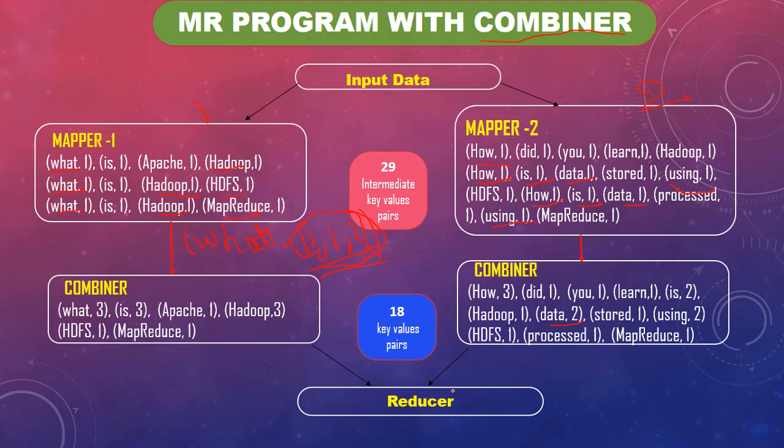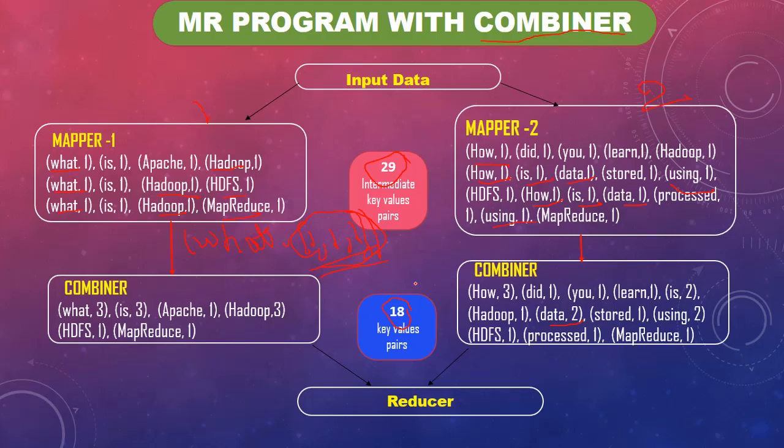These 18 key value pairs will be given to the reducer for further processing, to aggregate all the input keys and values again. In the previous example, the reducer has to process 29 key value pairs, but in this case the reducer has to process only 18, meaning I'm sending only 18 key value pairs onto the network to the reducer class. Previously, I was going to send 29. There is a difference, no?